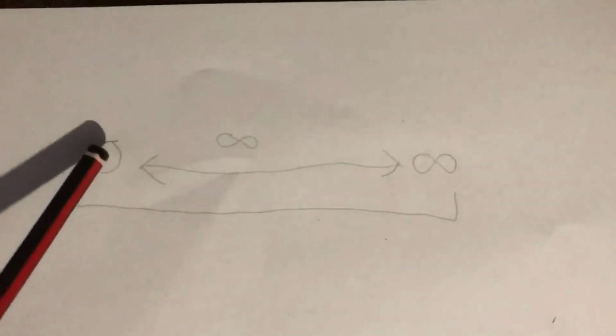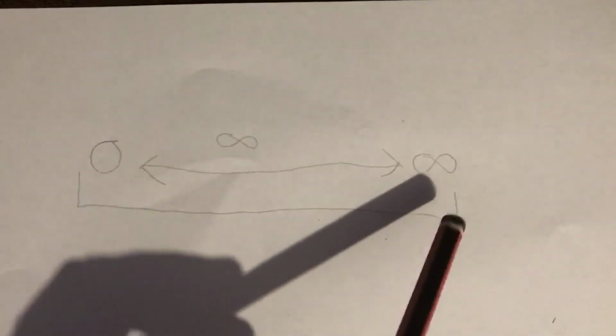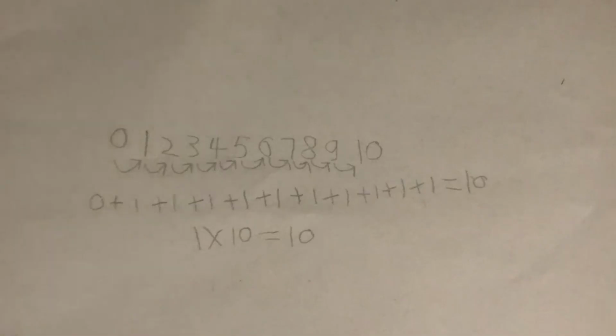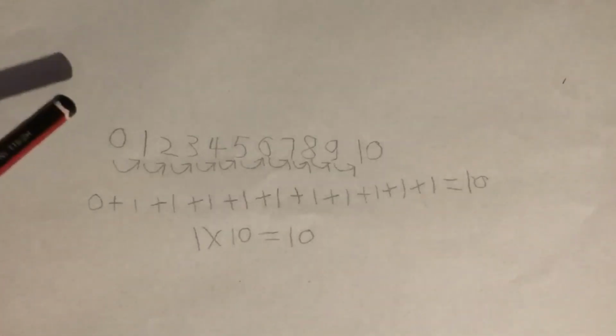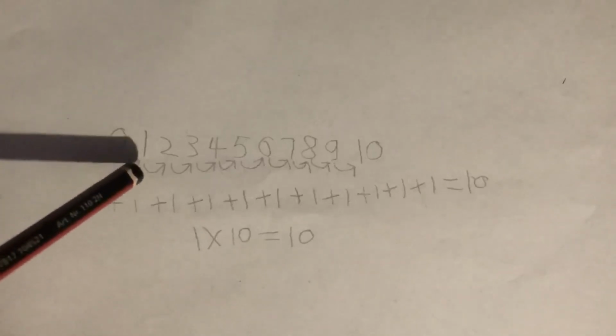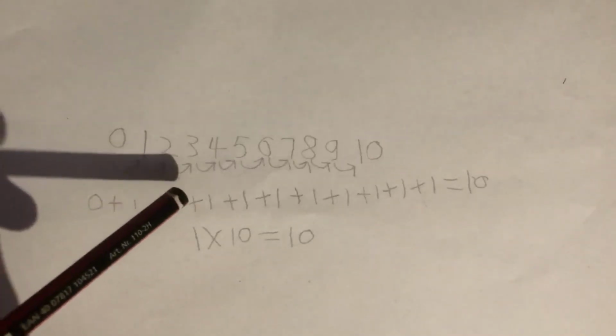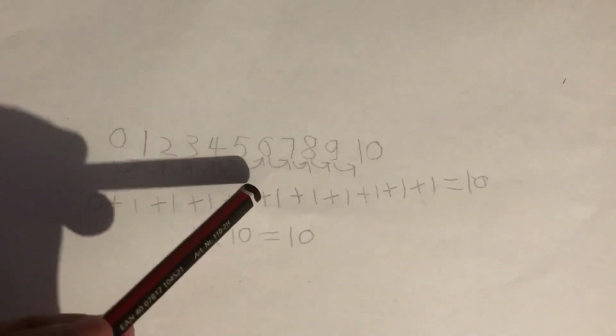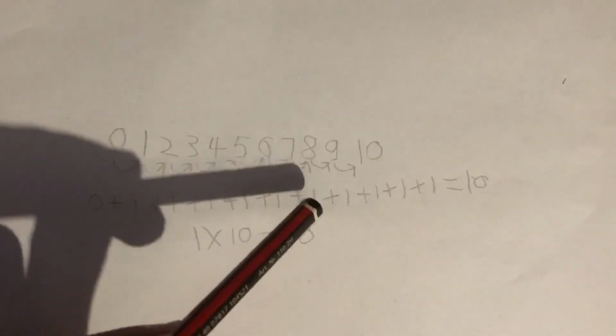In this video, I'll be showing you how to count from 0 to infinity. But first, I'll show you how to count from 0 to 10. What you want to do is start at 0 and then just count up in steps of 1. So like 0, 1, 2, 3, 4, 5, 6, 7, 8, 9, 10.